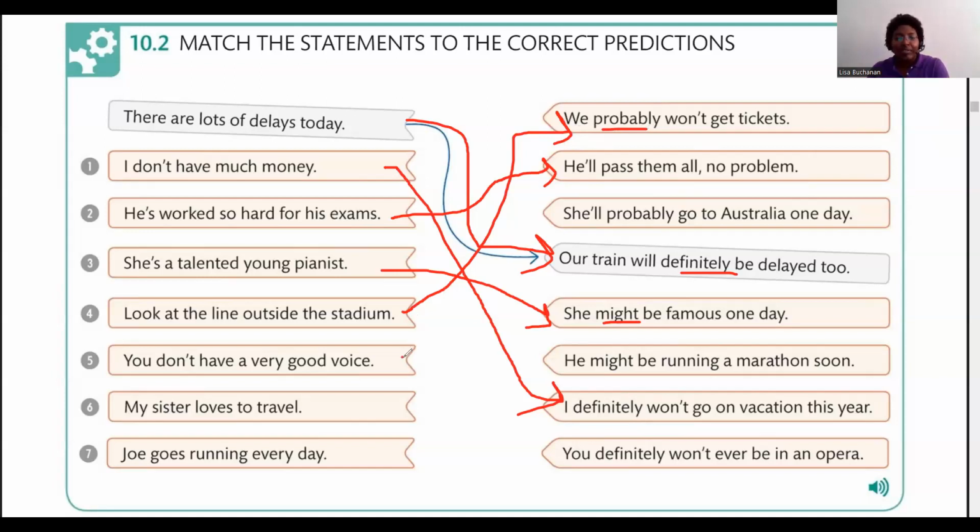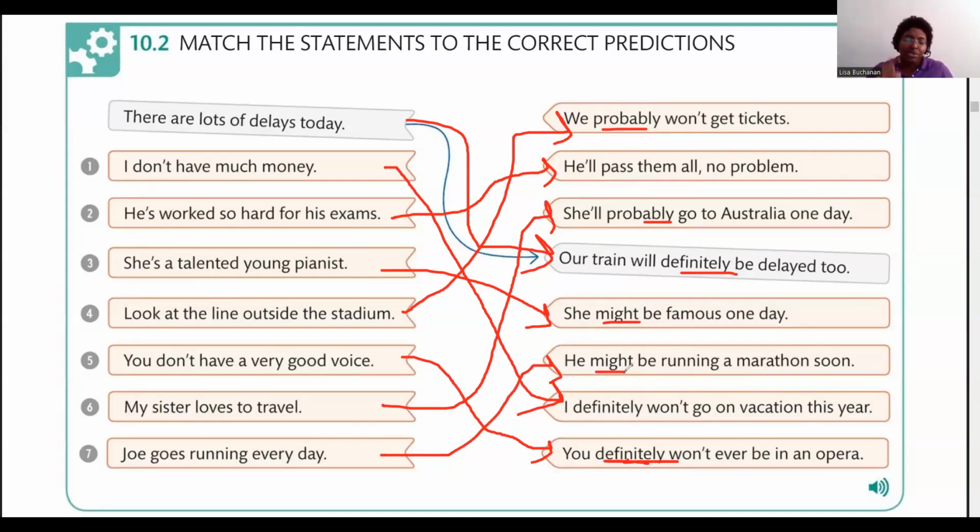Okay, number five, you don't have a very good voice. Oh no, you don't have a very good voice. You definitely won't ever be an opera singer. Definitely won't. Like, don't even think about it. Number six, my sister loves to travel. She'll probably go to Australia one day. Yeah, probably. Good chance that that will happen. And number seven, Joe goes running every day. That's great, Joe. He might be running a marathon soon. Might be. Again, there's a possibility there.